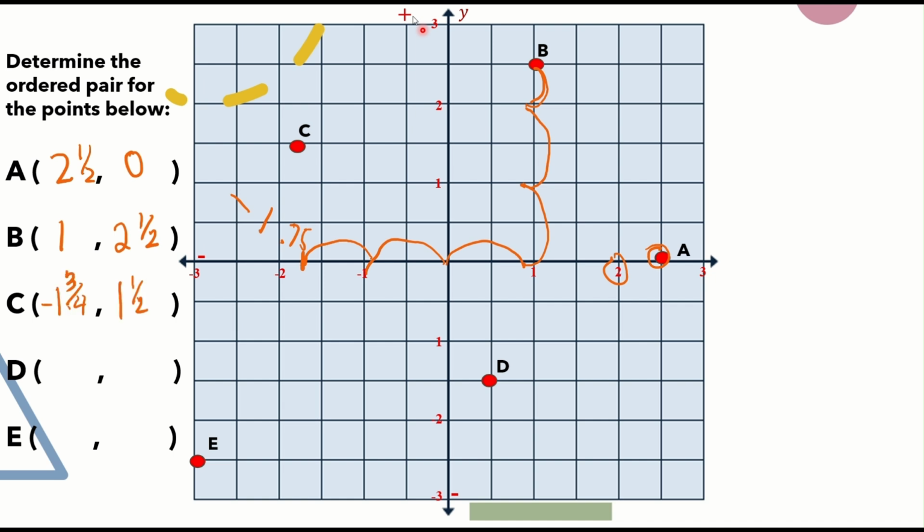Point D, we continue that process. A half, going over positive, and then I'm going down, which is negative 1 1/2. So half, and then a negative 1 1/2. Let's look at our last point. I'm going over negative 3, and I'm going down 2 1/2, both being negative.